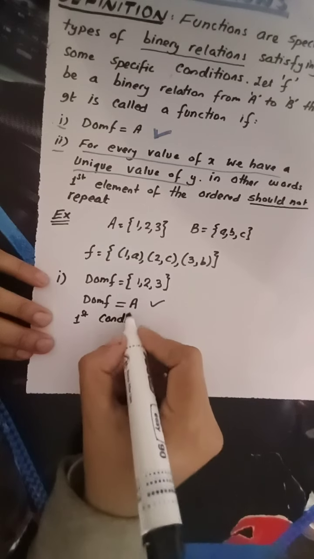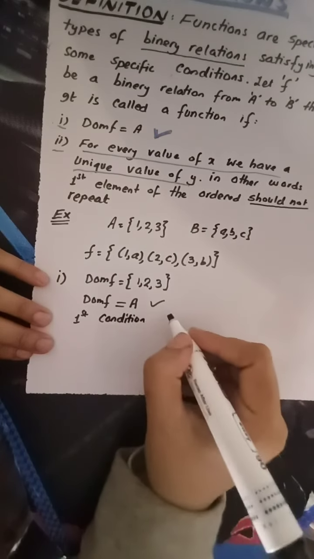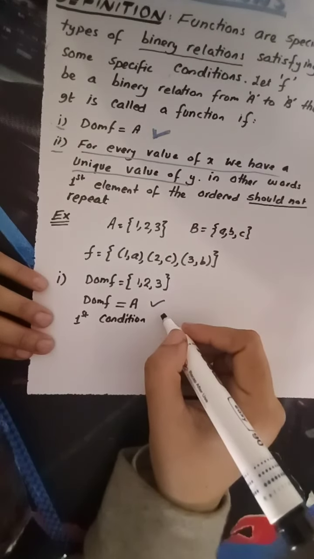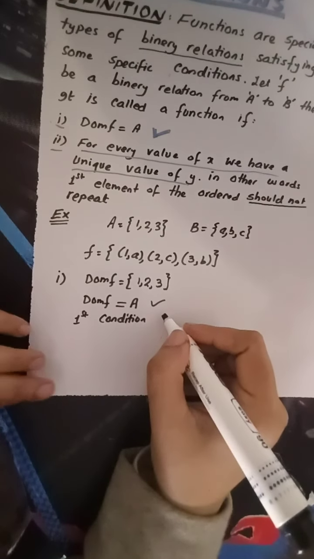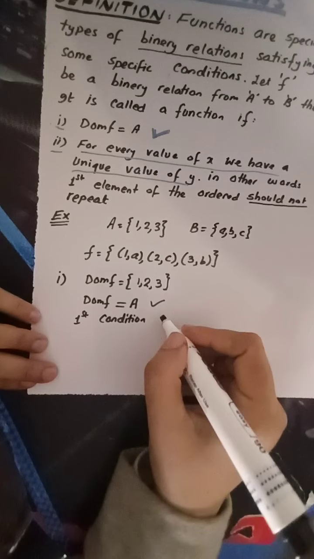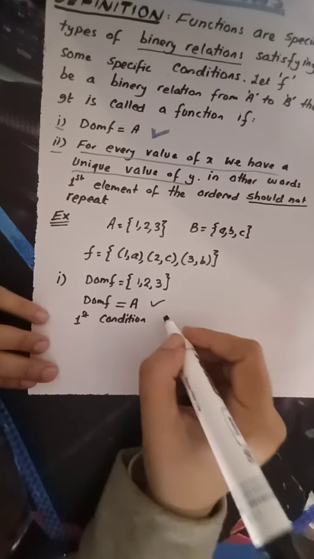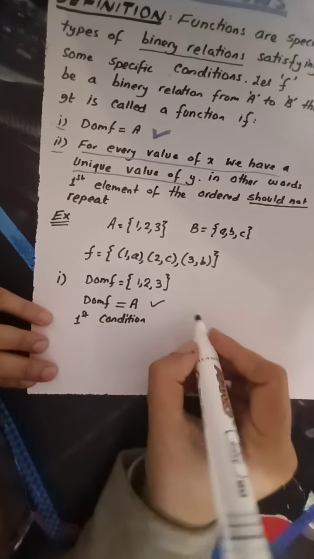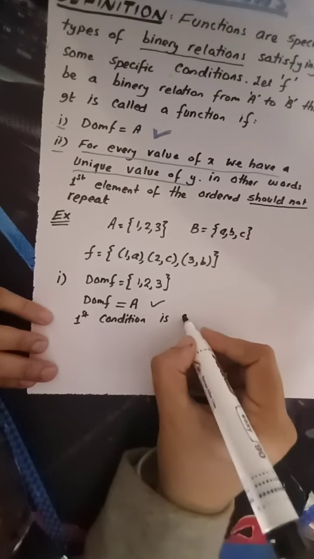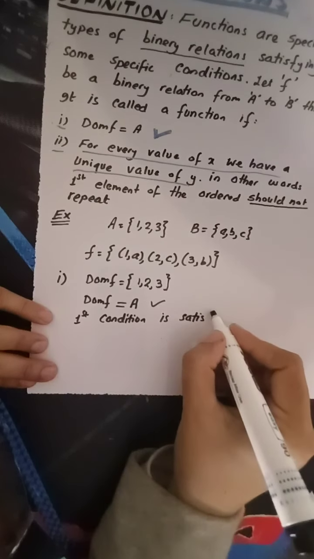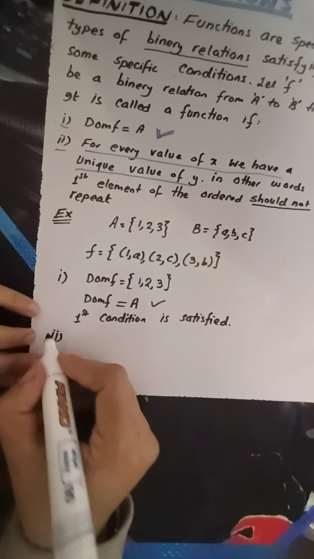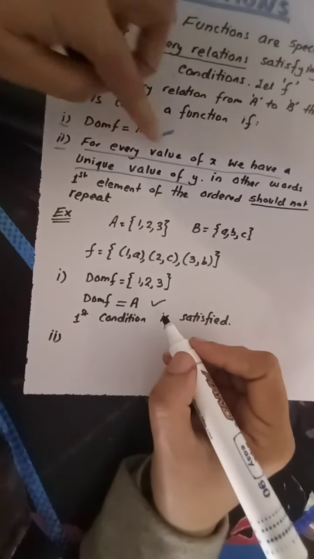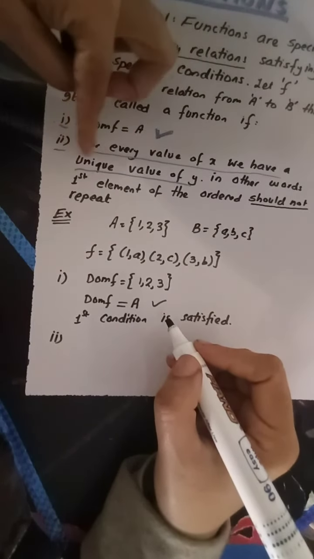Now I'm going to check the second condition. Okay, it will not become a function unless and until you get both the conditions satisfied. Both conditions should be satisfied at a time. Okay, it's compulsory. The first condition is satisfied. Now for the second condition, for every value of x we have a unique value of y.